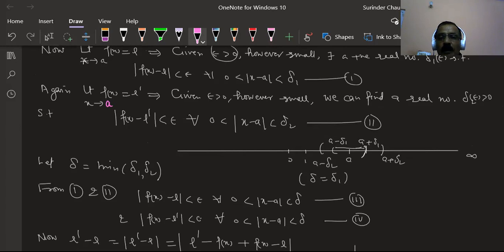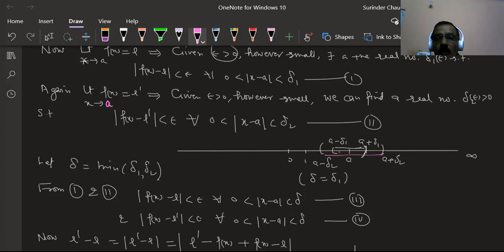This means if I give a pictorial representation for this domain, it is from a minus delta 1 to a plus delta 1. This is the root, and the second result is true in this interval, from this to this. So both the results, |f(x) - L| and |f(x) - L'| less than epsilon, hold in a common domain.